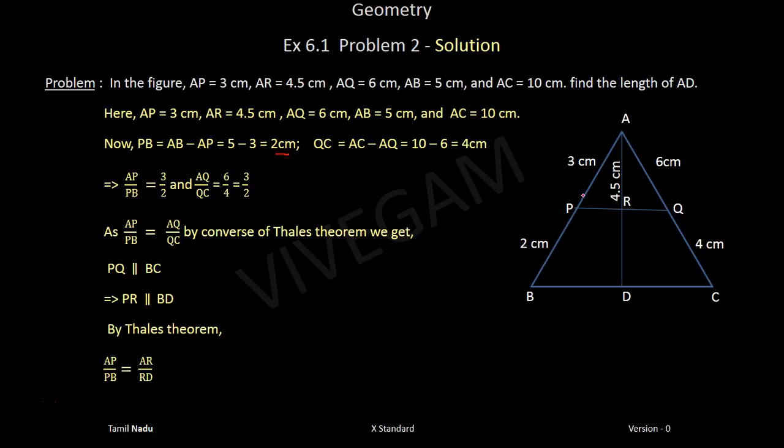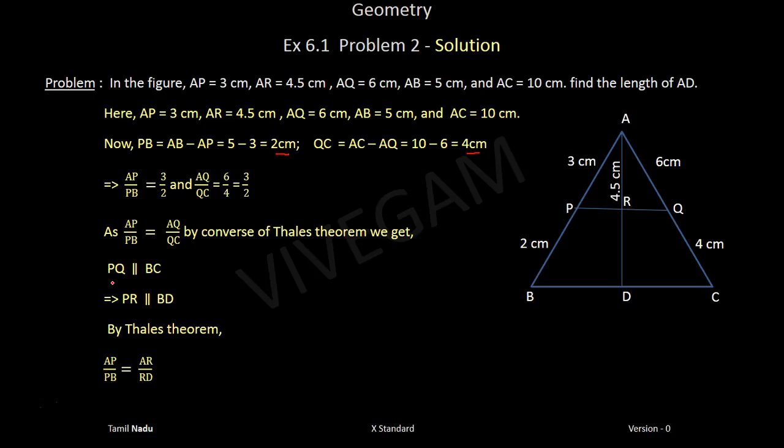PB is 5 minus 3, that is 2. AC is given as 10, so 10 minus 6 will be equal to 4 centimeters. So now you know PB and QC. In this triangle you know all these four measurements, and all you need to do is find AP by PB, that is 3 by 2, and AQ by QC, that is 6 by 4, which is again 3 by 2. AP by PB equals AQ by QC, equal to 3 by 2. So by converse of Thales theorem, we can say that PQ is parallel to BC. Thales theorem says that when PQ is parallel to BC, AP by PB equals AQ by QC. Conversely, if AP by PB equals AQ by QC, PQ is parallel to BC. So this is the application of the converse of Thales theorem.